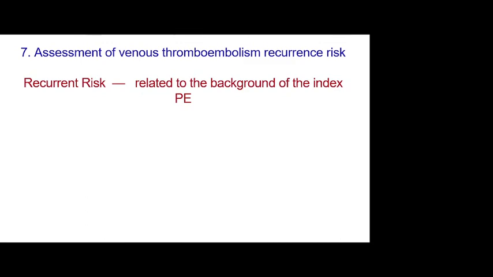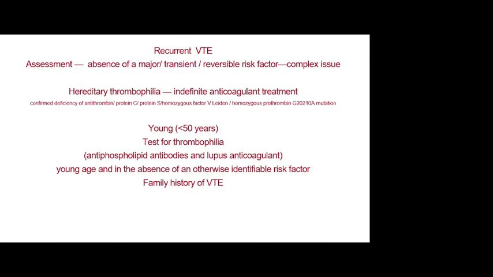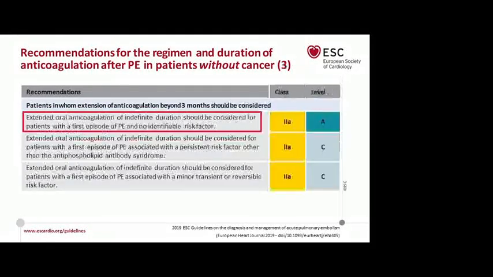Then the recurrent risk itself depends on the background of the index pulmonary embolism case. If patients have reversible, major, or transient risk factors, then the recurrent risk is low, because once we correct the risk factors, they will be okay. But in the absence of these, if there is no risk factor, the recurrence rate is high. Other than that, hereditary thrombophilia, lupus anticoagulant, antiphospholipid syndrome, and young patients with family history will need lifelong anticoagulation treatment.